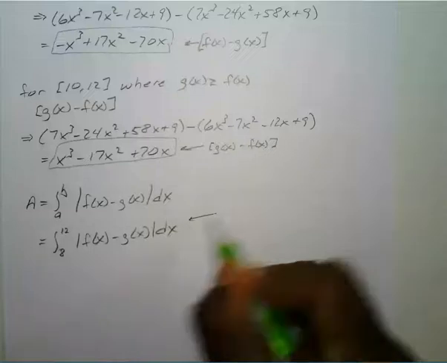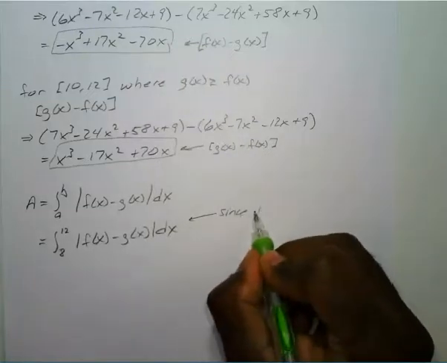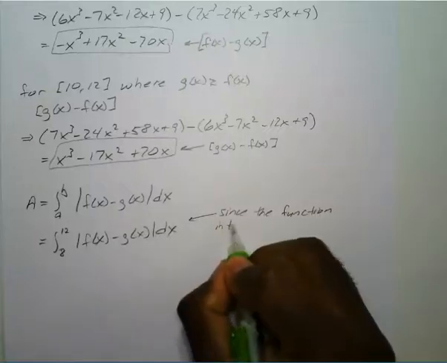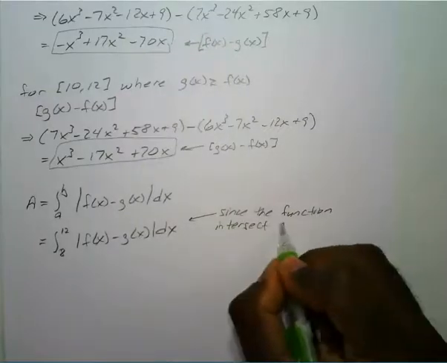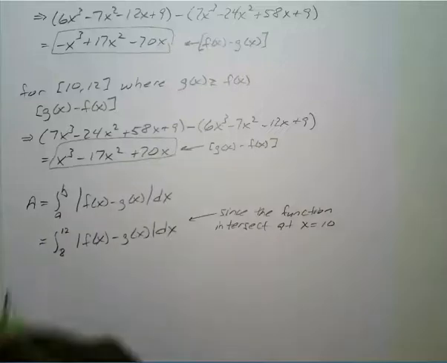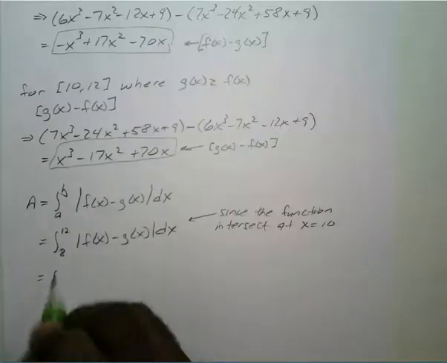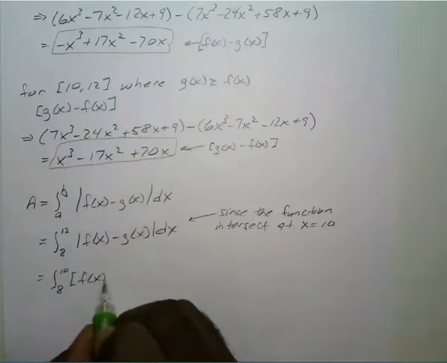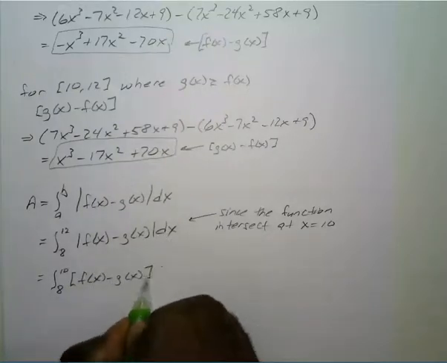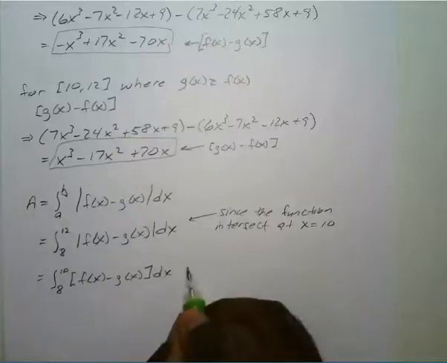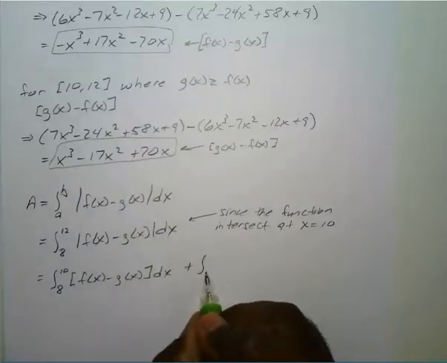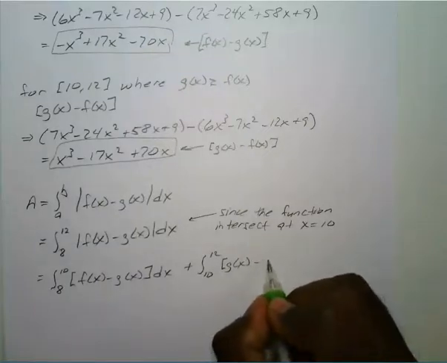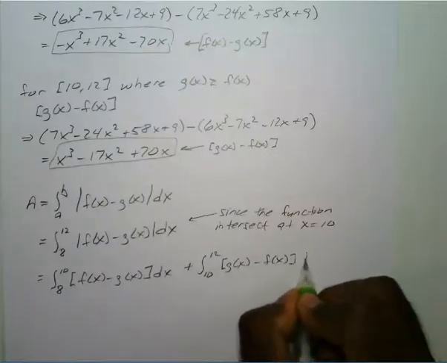Okay, now, of course, since the functions intersect at x equals 10, that becomes the integral from 8 to 10 of f of x minus g of x with respect to x, plus the integral from 10 to 12 of g of x minus f of x with respect to x.